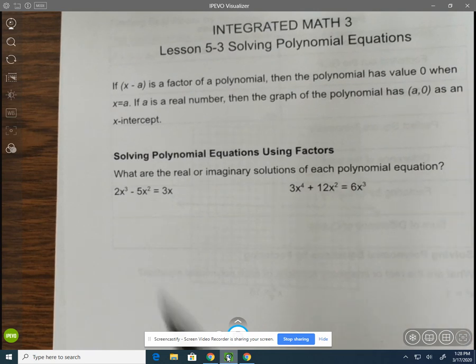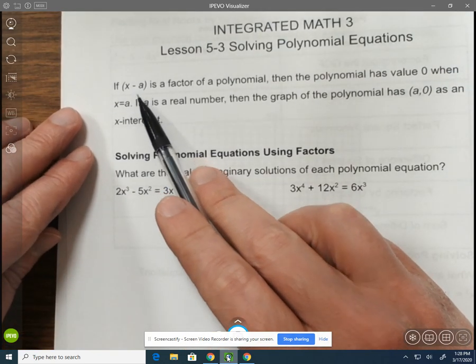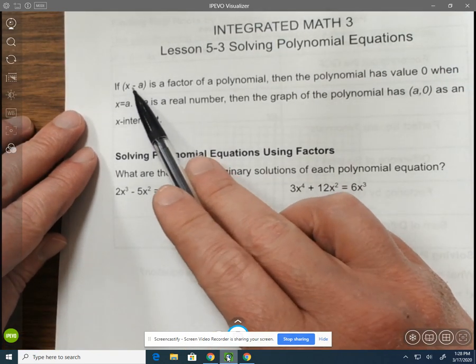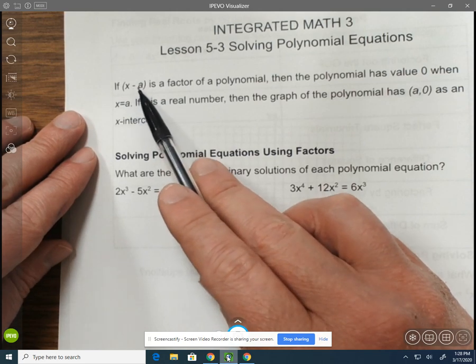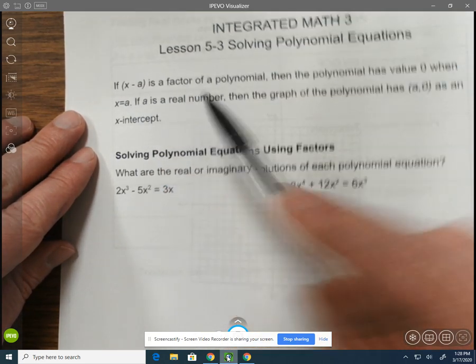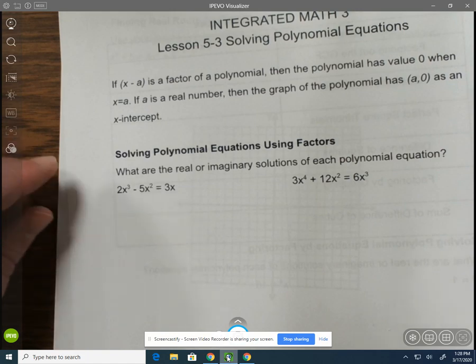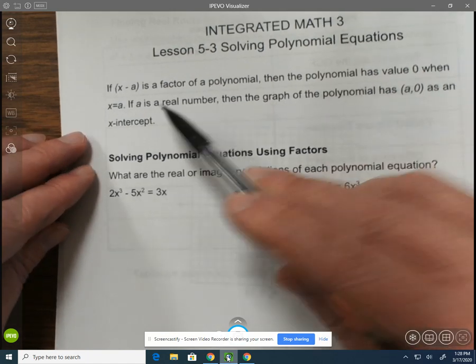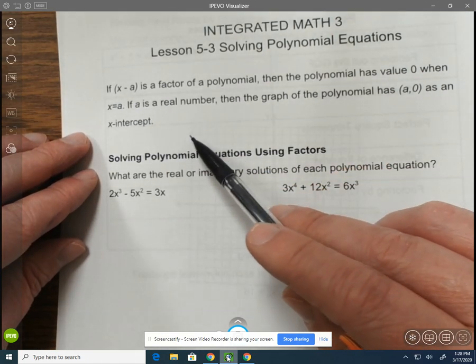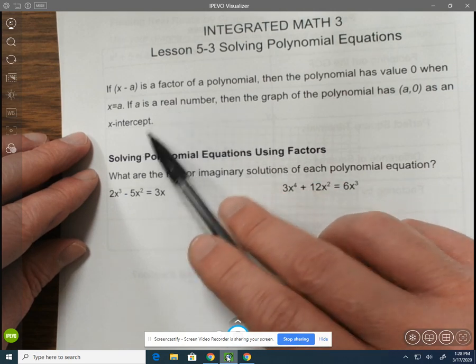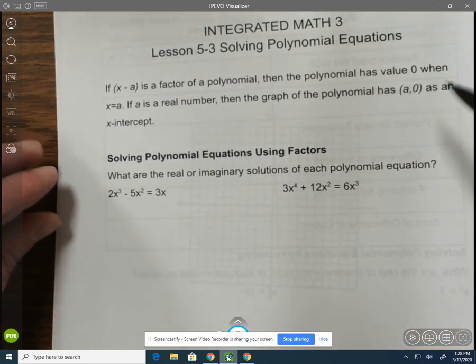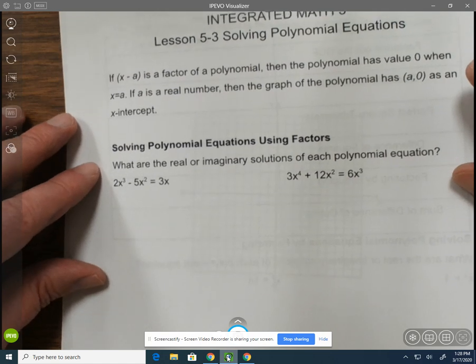Just a real quick review: if x minus a, and again, this can be x minus 3, x minus 4, x plus 8, is a factor of the polynomial, then that means the polynomial has a value of 0 when x equals a. And if a is a real number, that's also where the x-intercept is. We're going to use that a little bit later.